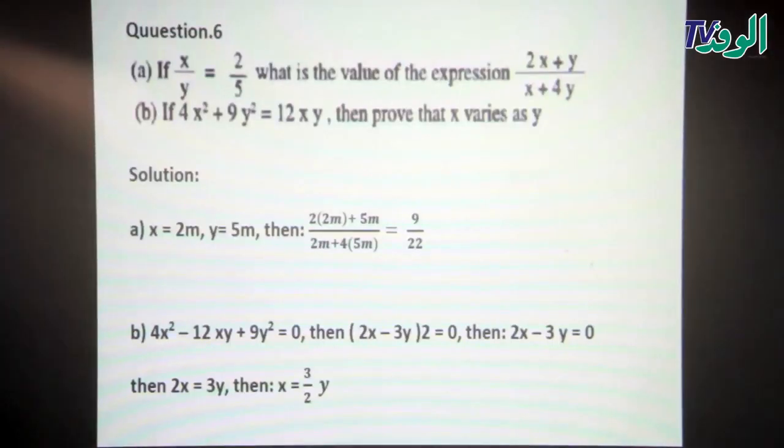Okay, let's start number 6. Number A: if x over y equals 2/5, what is the value of the expression 2x plus y? Here x over y equals 2/5, then x equals 2m and y equals 5m. We replace x with 2m and y with 5m. So 2 times 2m plus 5m, that is 4m plus 5m. Take out the m's: 4 plus 5 is 9, and here 2 times 5 is 10 plus 2m.